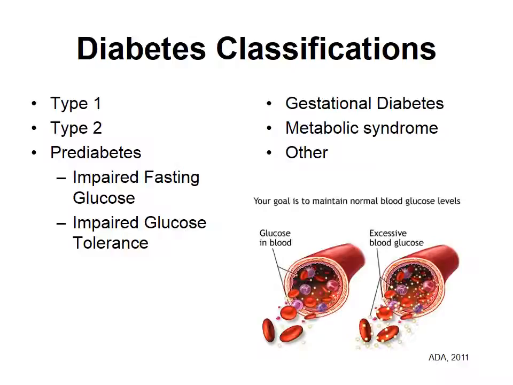There are a variety of classifications of diabetes, as you can see from this slide. We will talk about the major two types of diabetes, that is type 1 and type 2, on the next slide.